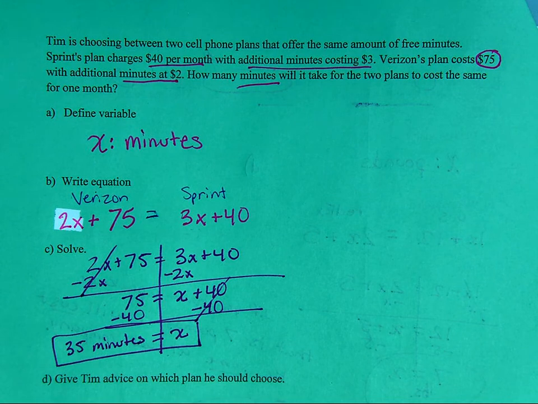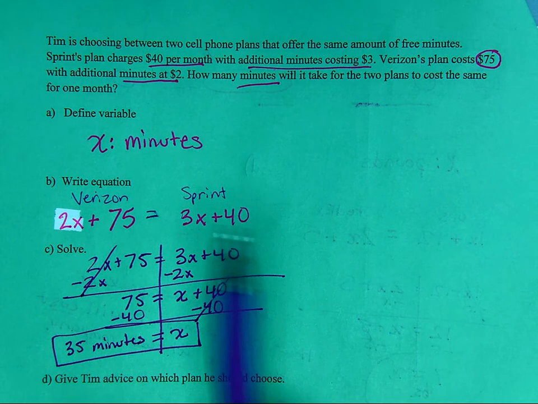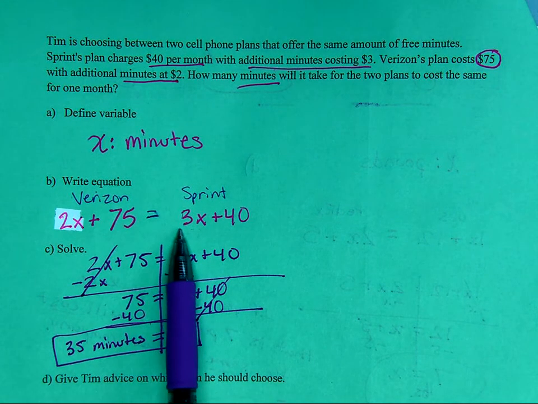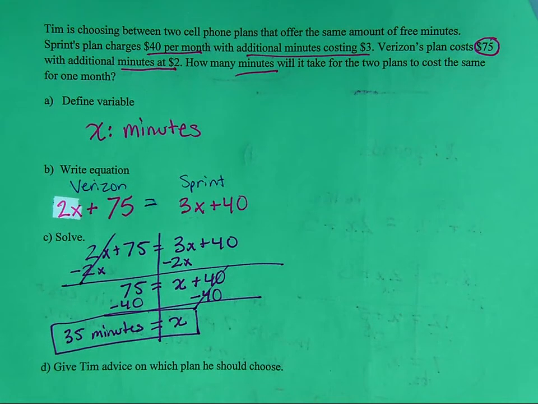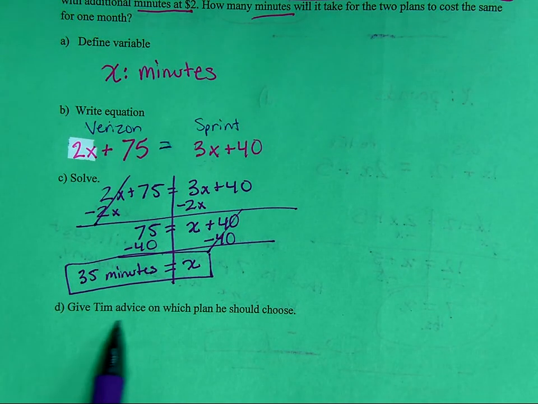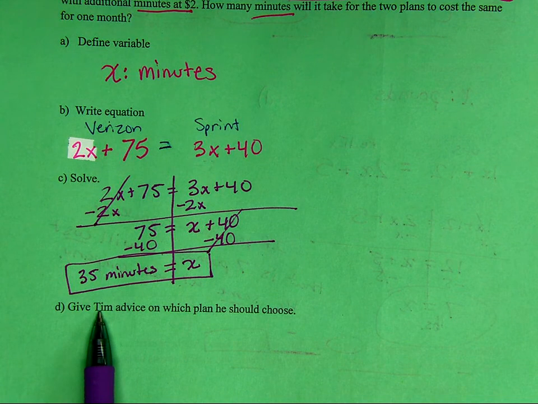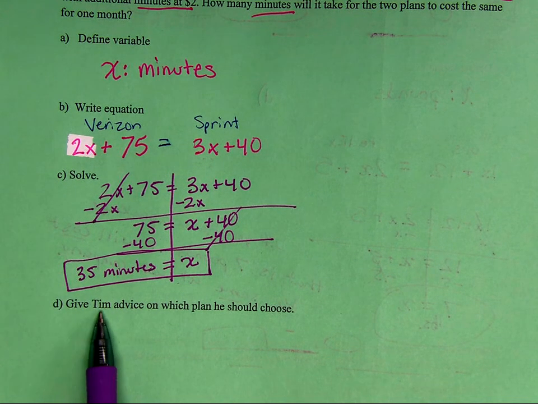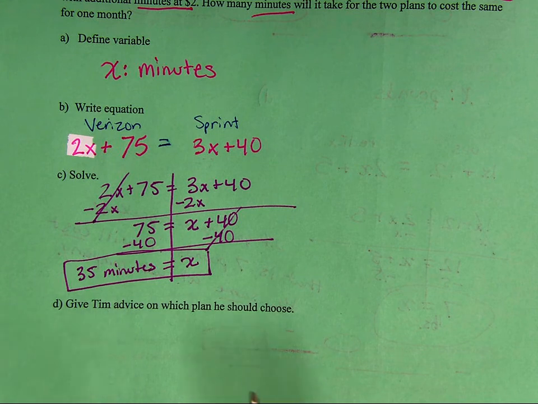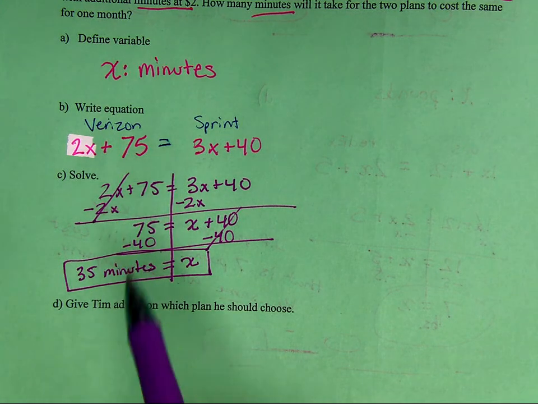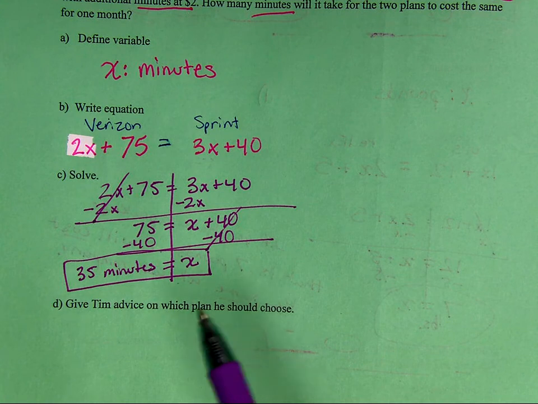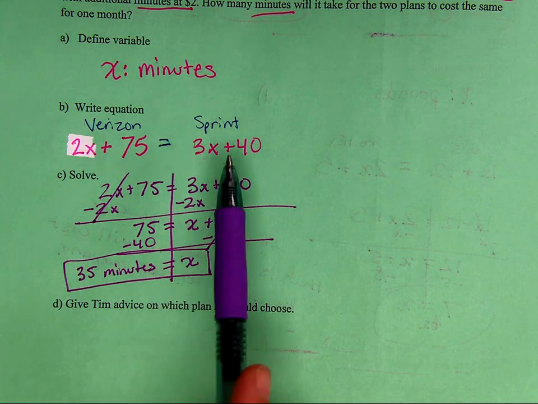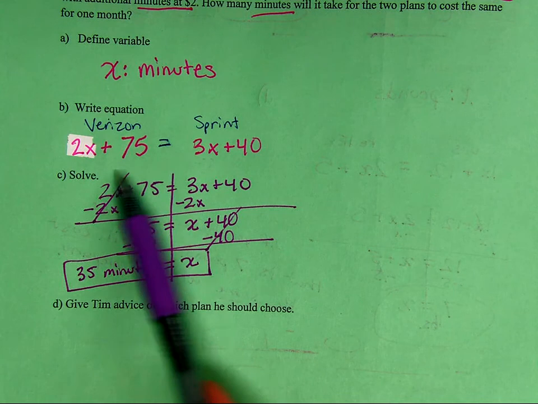So for 1 month, if Tim uses 35 minutes, it doesn't matter which plan he chooses because it's going to cost the same. So then I asked you to give Tim some advice here, and this is a thinker problem because we know nothing about Tim. We don't know if Tim is a second grader. We don't know if Tim is a college student. We don't know if Tim is a 90-year-old man. Because every one of those people, whether he's a second grader, college, or an old man, we don't know how many minutes that type of person would use.